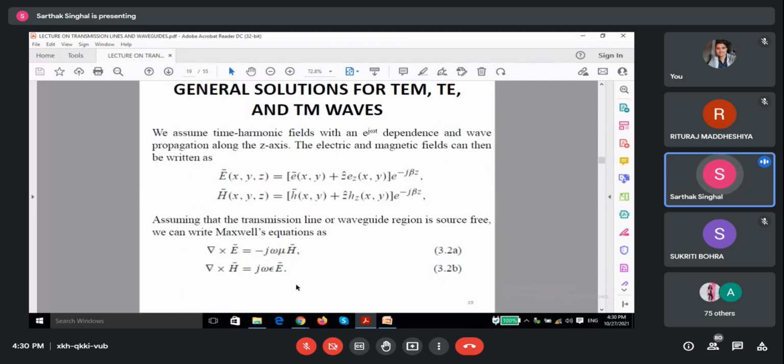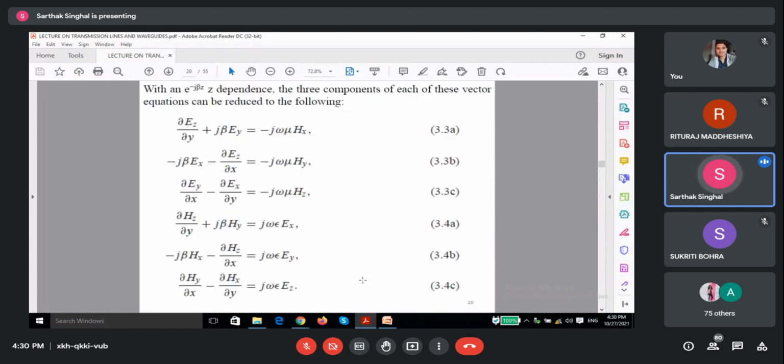If I solve this equation in all the three coordinates, along all the three directions, that is x, y, z, can I get these six equations? Kindly try to solve these. This PPT is already shared on the Google Classroom, so you can go through it. It is from Microwave Devices and Circuits by S. M. Liao. So these will be the six equations, right?